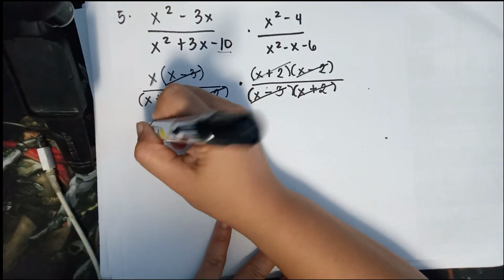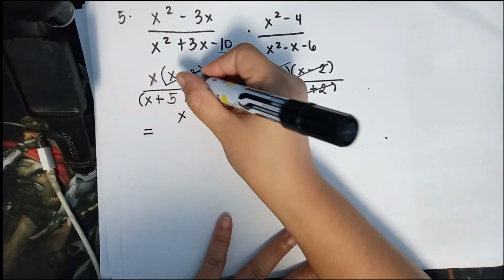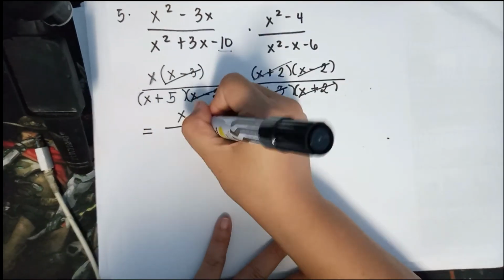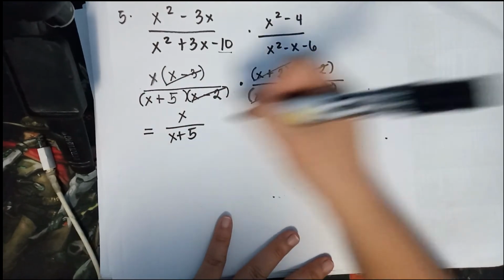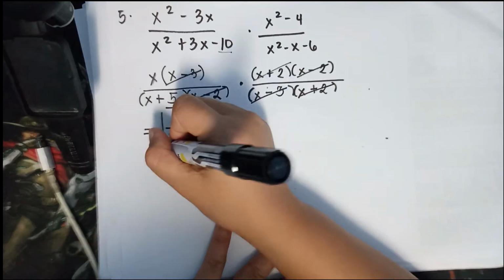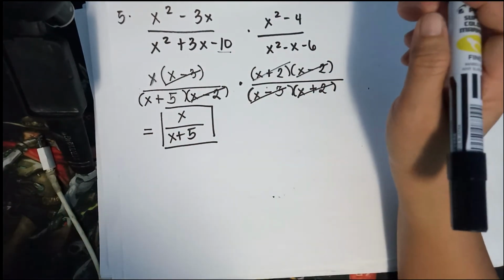And write the remaining terms. We have x over x plus 5. Then our final answer is x over x plus 5.